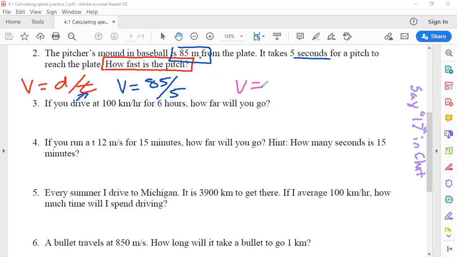85 divided by 5 gives me 17. 17 what? Well, 17 speed. So we need to find a unit of speed, and we can look at our problem for that. We've got meters here. We've got seconds here. This is going to be meters per second.